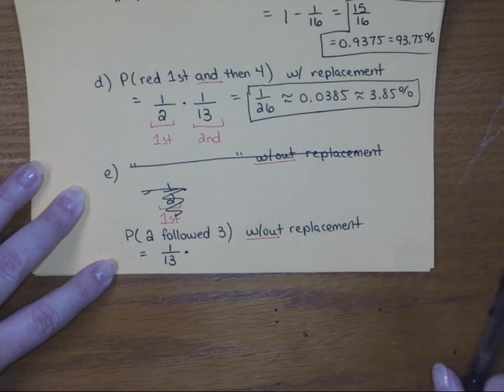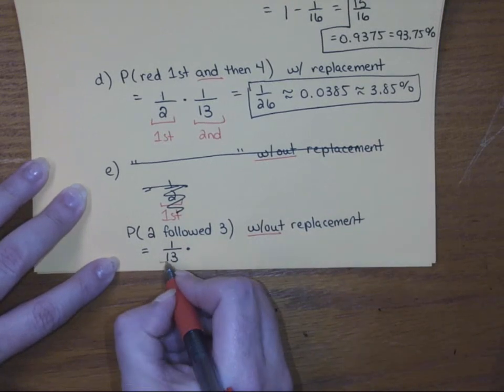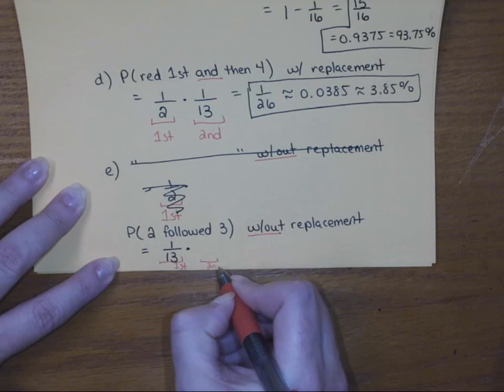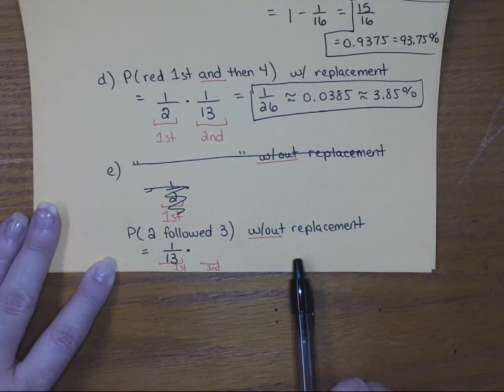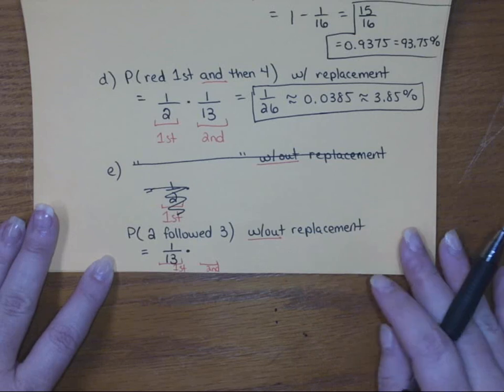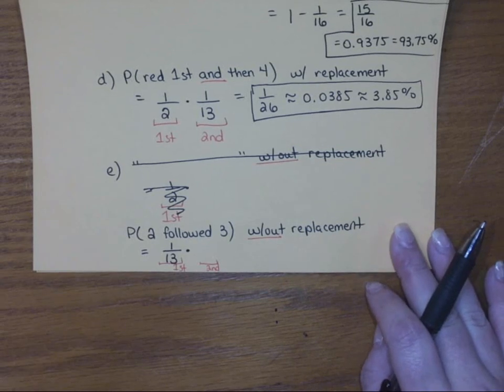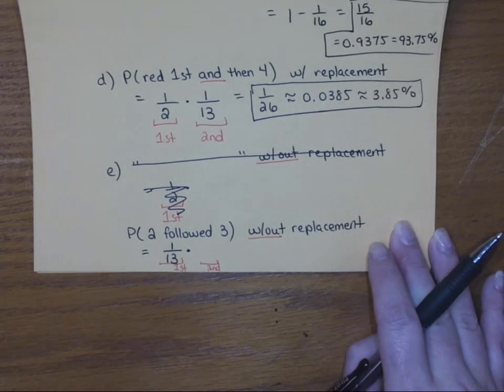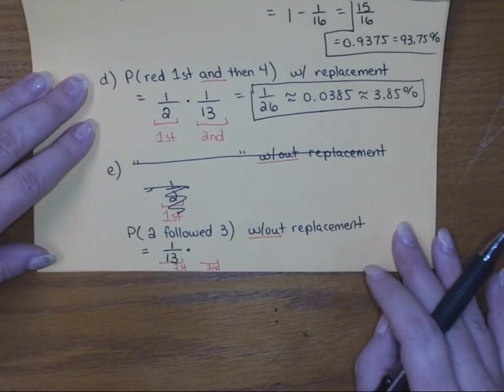But the difference here is when you get to the second one. This is the first card drawn. When you get to the second card drawn, something has happened. We did not replace one of the cards. So we can't say 1 out of 13 again because we don't have 52 cards. And the only reason we can say 1 out of 13 for the first one is because 4 out of 52 reduces to 1 out of 13.